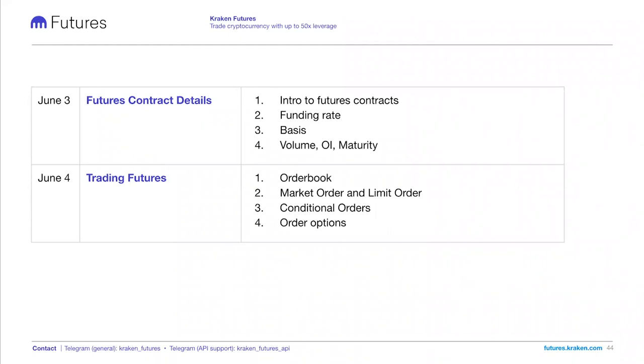And then on Thursday, we're going to talk about trading futures in more detail. We'll go through the order book, put on market and limit orders with live examples, and explain all the parts of it. We'll put on conditional orders, and we'll do order options, things like reduce only and maker only. So hopefully by the end of the week, you've had a chance to see a pretty good tour of the platform and ask as many questions as you'd like.